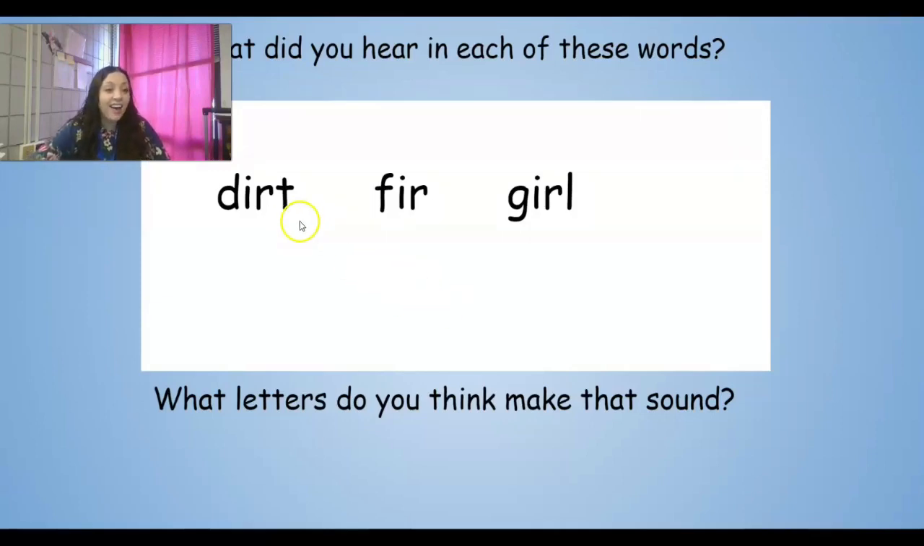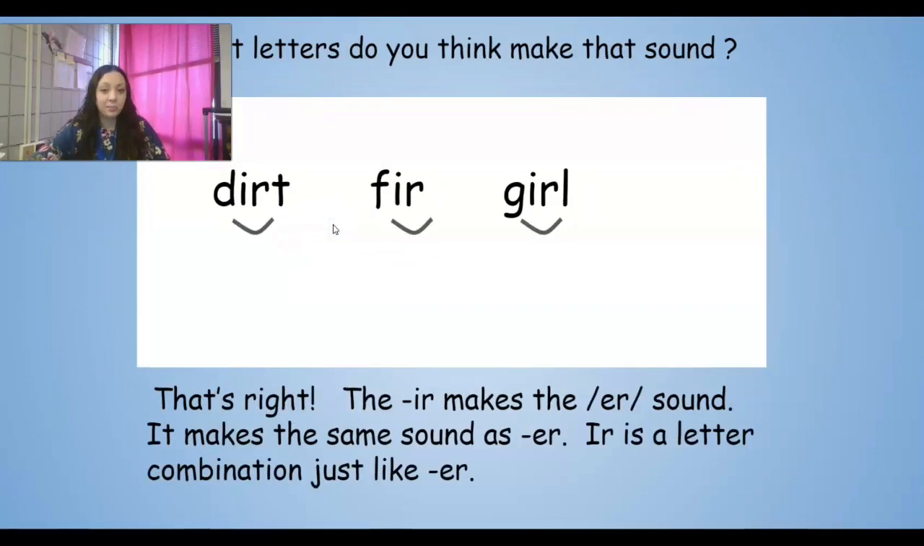The IR makes that sound, that's right. The IR makes the same sound as that ER, the butter. But when we see ER, we usually see it at the end of words. IR, if you look, usually comes in the middle of words. It is at the end of this word, but it's usually in the middle.